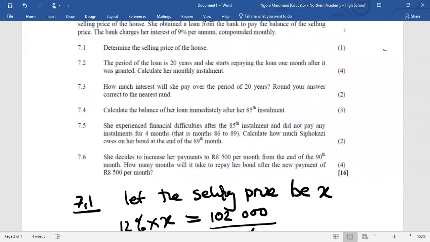Question 7.2. The period of the loan is 20 years. She started paying the loan 1 month after it was granted.